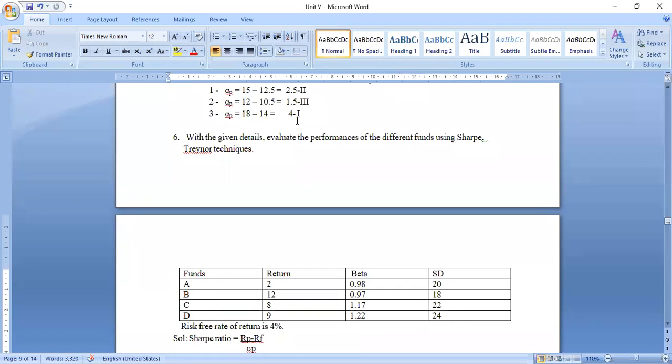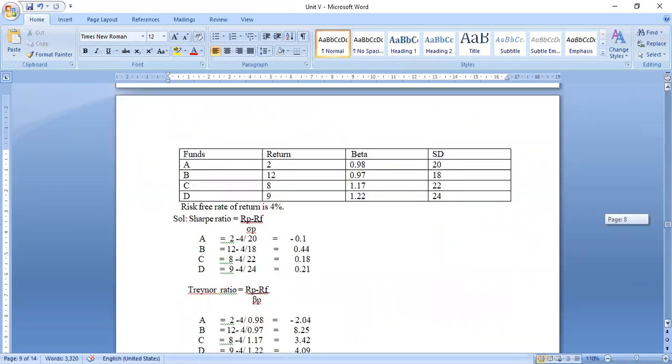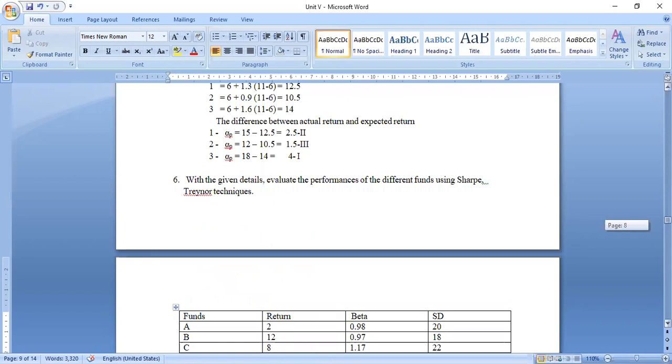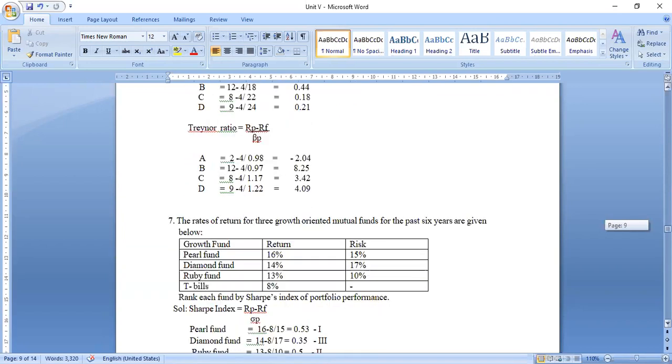With the given details, evaluate the performances of different funds using the Sharpe and Treynor techniques. So in this particular problem, you are given returns, beta, and standard deviation, and a risk-free rate of return is given, which is uniform for all four funds, that is A, B, C, and D. So as we are asked to calculate these two ratios, Sharpe and Treynor, first we will begin with Sharpe.